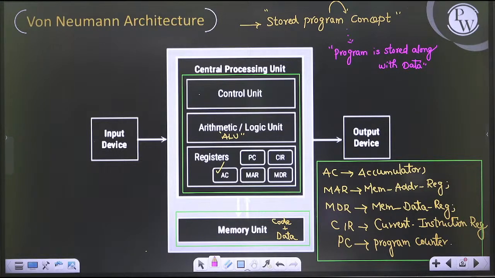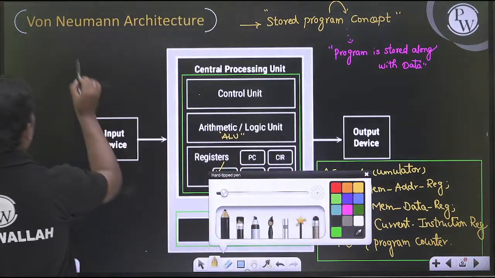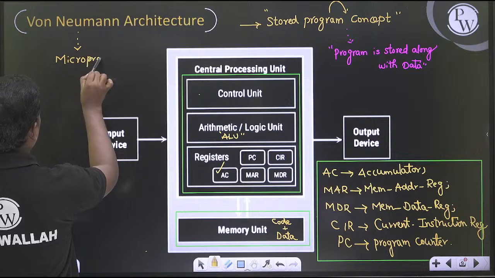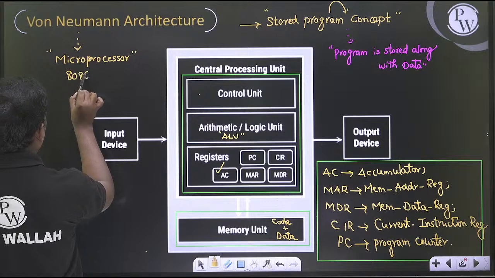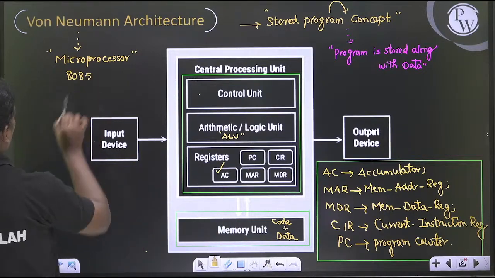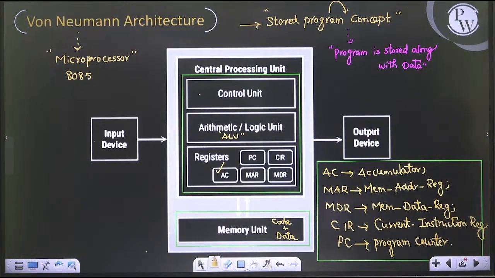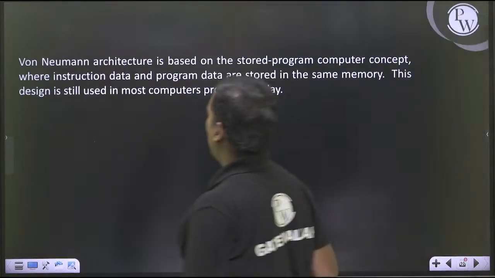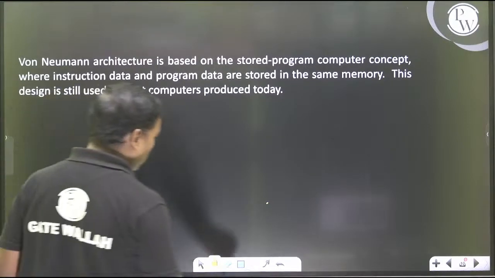Can you give an example for this von Neumann architecture? Von Neumann architecture is basically followed by microprocessors like 8086 and 8085, which are general purpose systems, where the code and the data are together. If you see the features of the von Neumann architecture, it is based on the stored program concept, where instructions and program data are stored in the same memory.